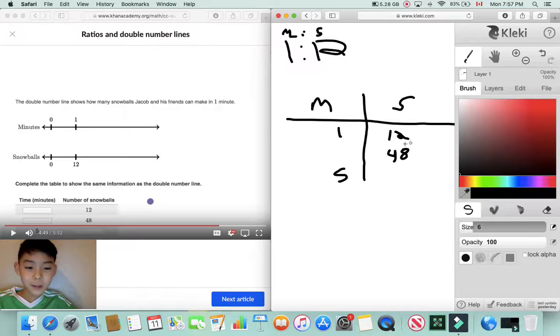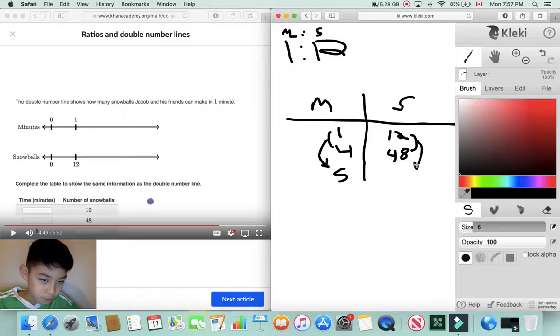So that's 1 to 12. 12 to 48 is times 4, so this is also times 4. And this adds up to get this, so same. Add up to get this. Big brain. So it's 1, 4, 16.